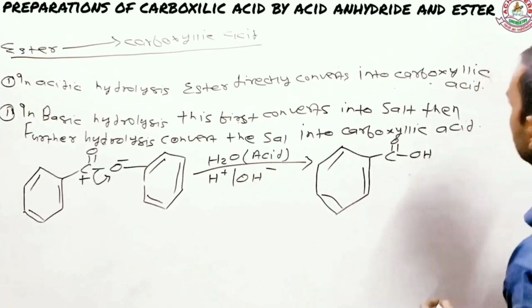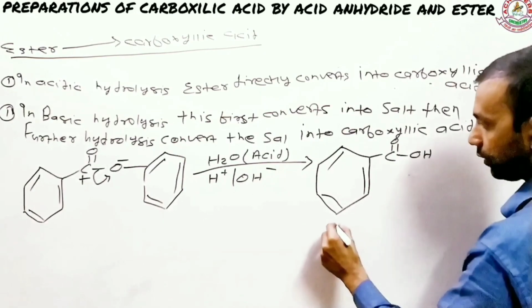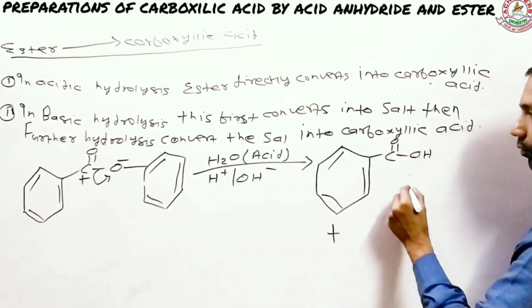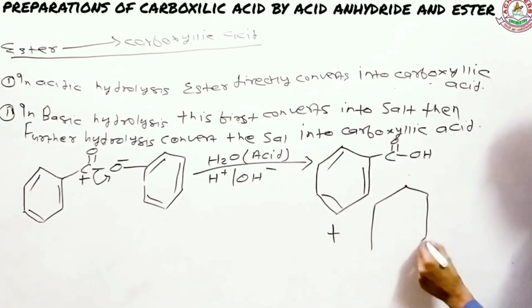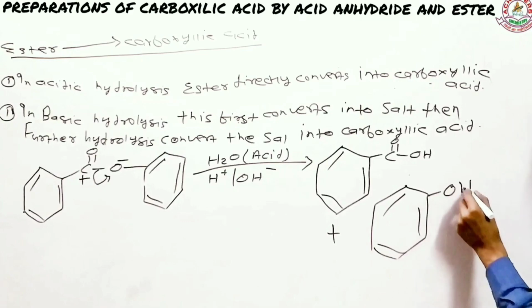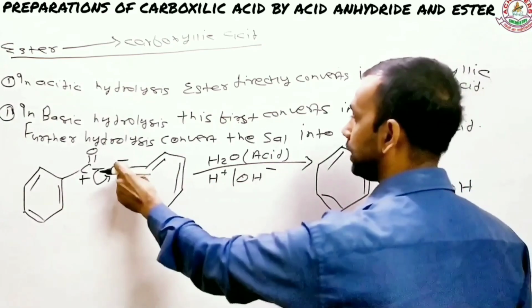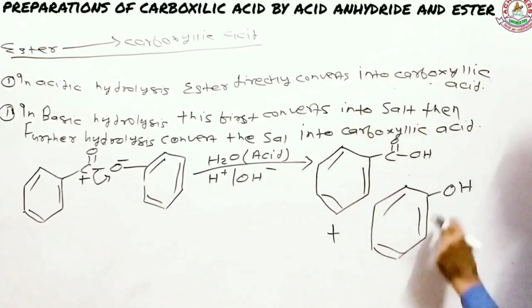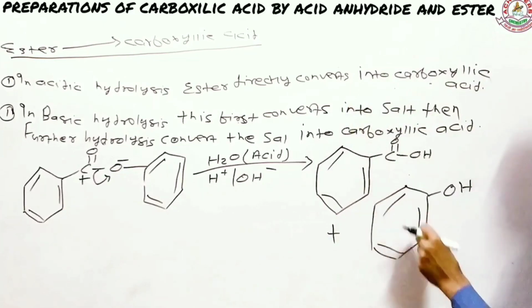And what else you can do? You will get a phenol. Why? Because this hydrogen will show an interaction with the O. So these are the two products. One is your benzoic acid, another is the phenol.